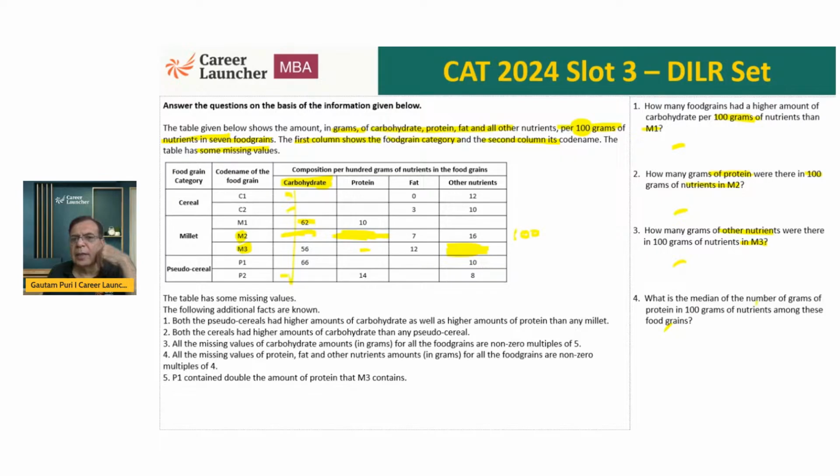Question 4. What is the median of the number of grams of protein in 100 grams of nutrients among these foods? What do we want? We want the median of all the protein values. So first thing, fat is not important. It doesn't matter if I'm not able to fill up the others. So these are not important for me by and large. This is there, but fat is not that important. What is important for me? I need to know about M2 and M3. I need the value of carbohydrates and proteins. So this is telling me to limit my work to this much. Okay, this is my starting point.